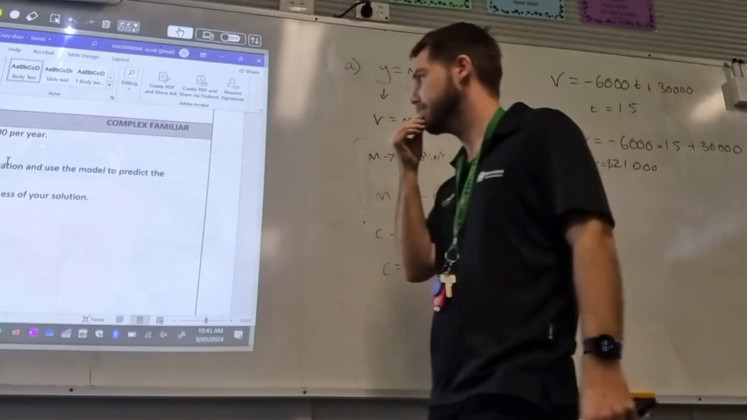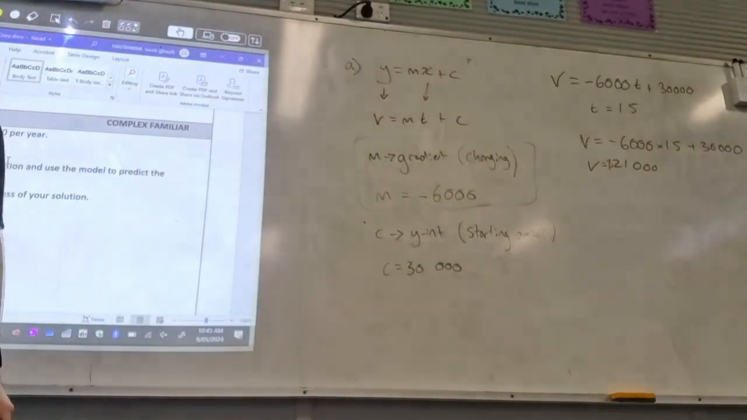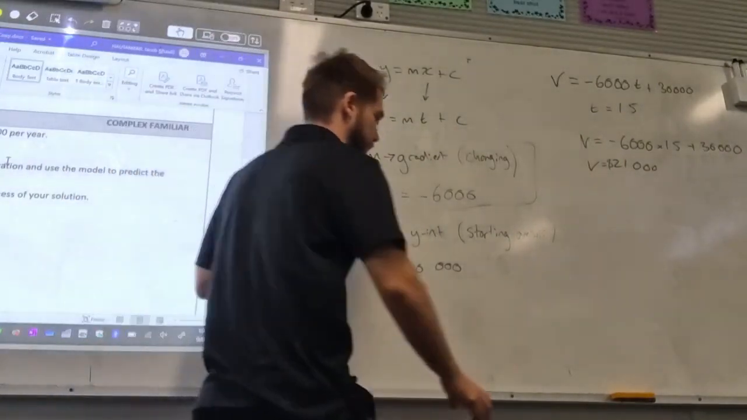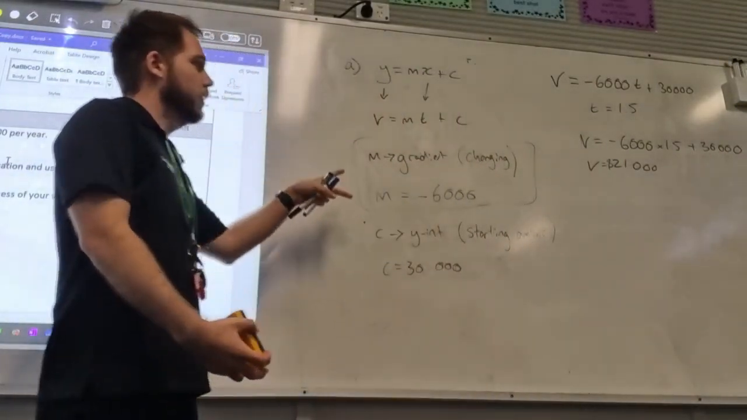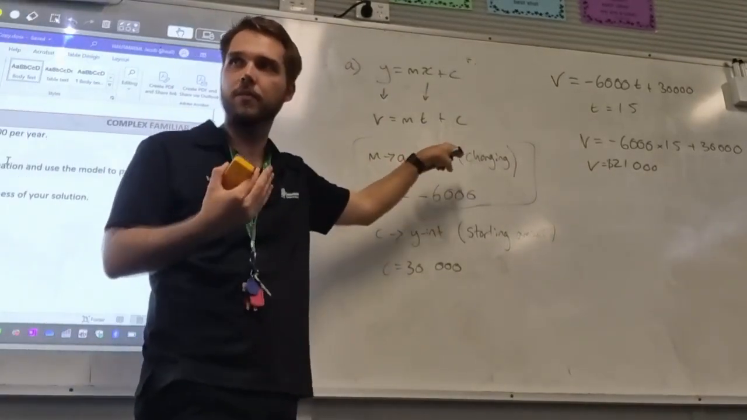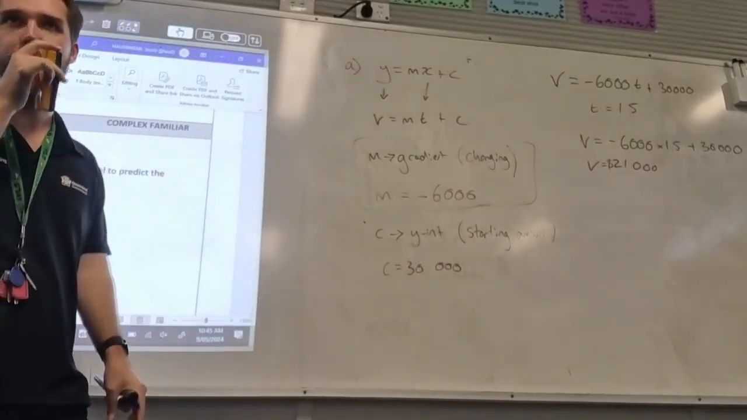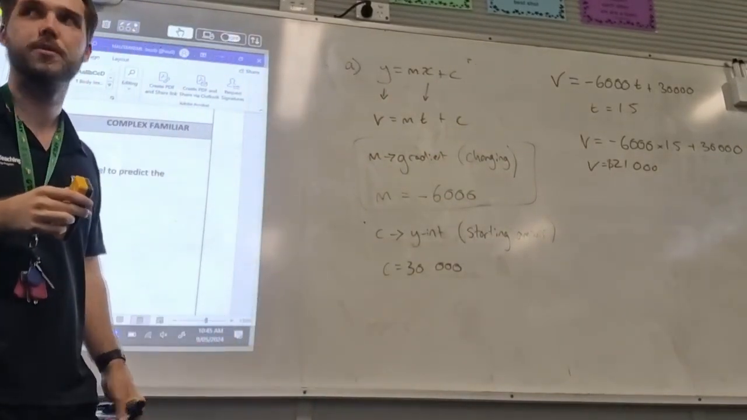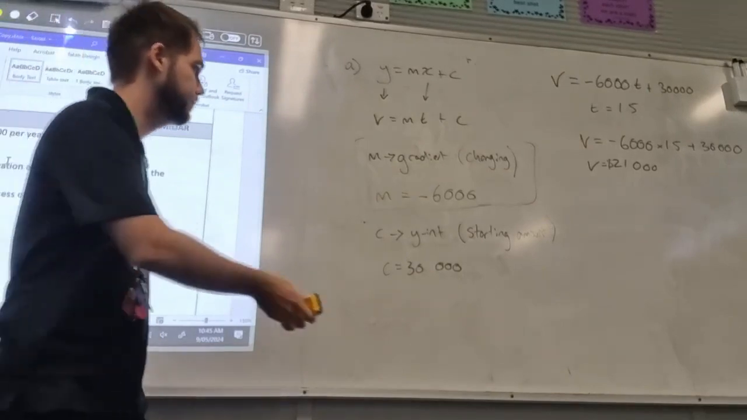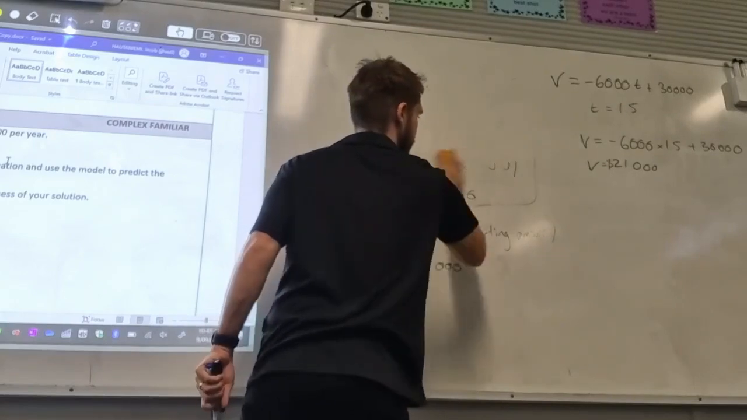6 times 5 is 30. But what if it was different numbers? Would you know how to do it then? Okay. So I'll give you an equation that we can use. For this though, the only main thing we need to remember: gradient, that's the thing that's changing. Y-intercept, that's your starting amount. Whatever you start with, that's your y-intercept.